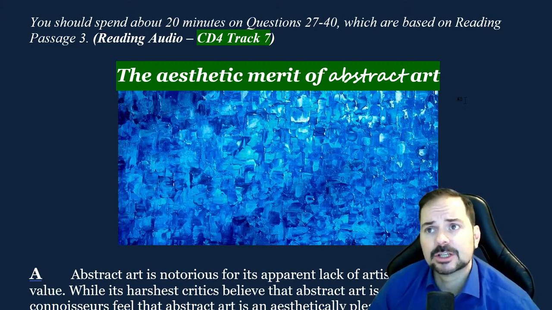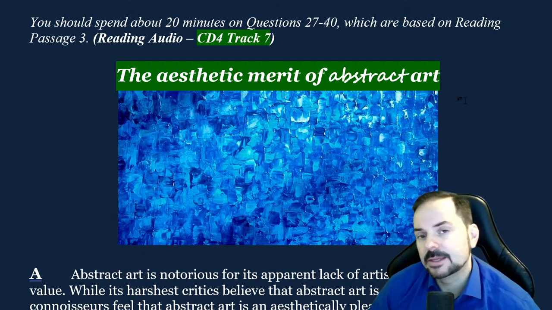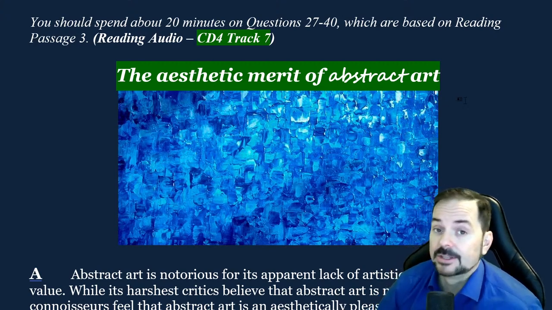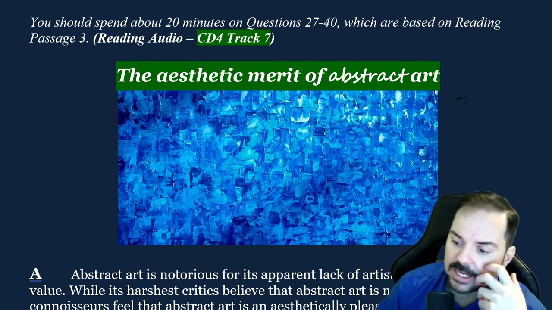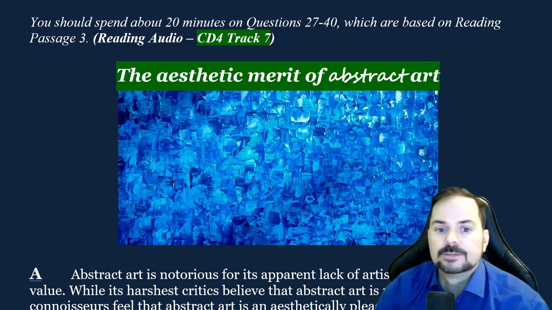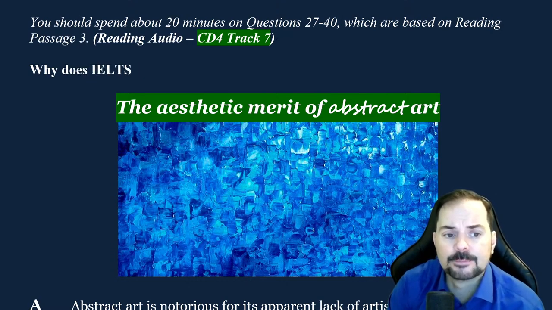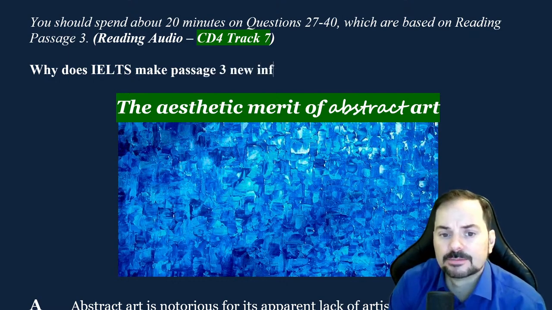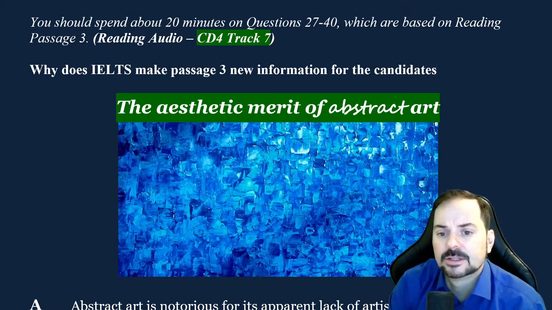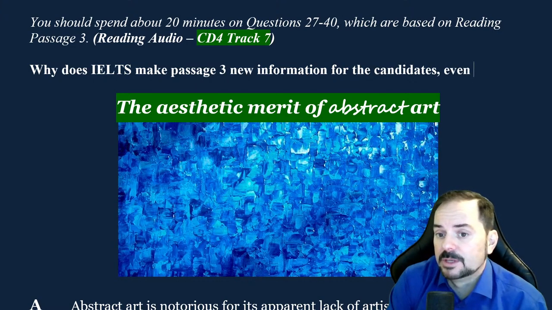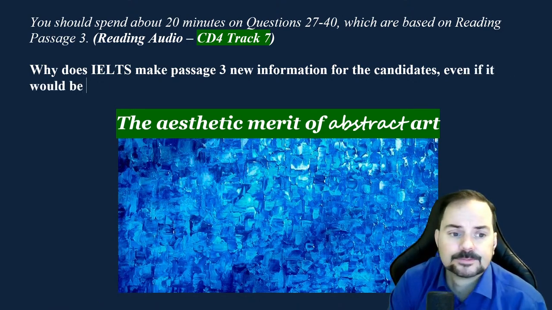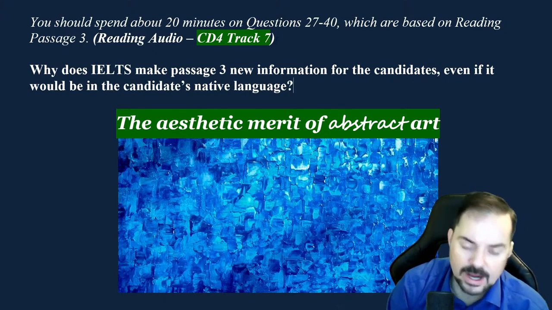The third passage is, so when they make the exam, they want the third passage to be kind of new information for a lot of the candidates, okay? Does anybody know why that is? So here, let me ask you this question. Why does IELTS make passage 3 new information for the candidates, even if it's in your own language? So why does the IELTS do that?